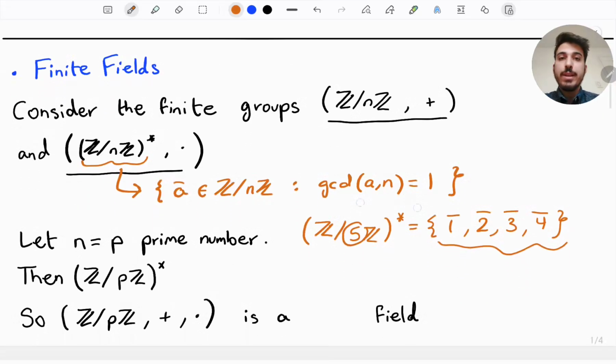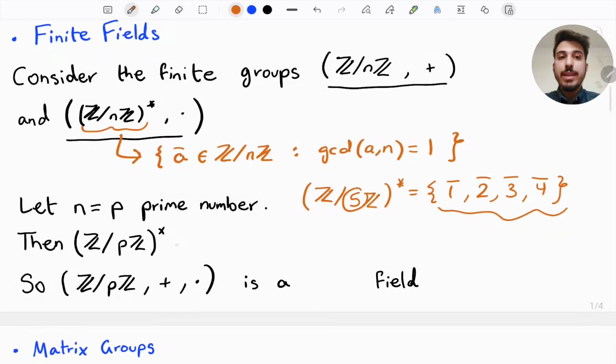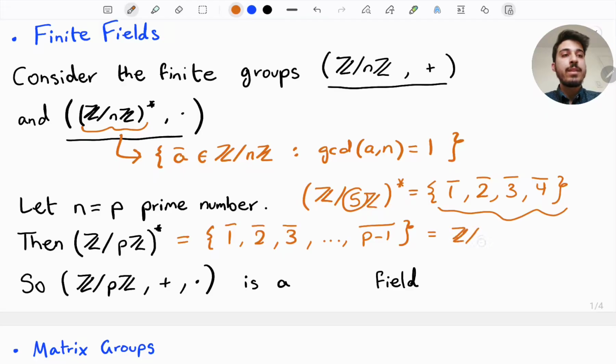So more generally speaking, if N is equal to P, a prime number, then ZPZ X or star, it is the same significance. It would be equal to 1, 2, 3, all the way to P minus 1. So all these residue classes, all the non-zero, so it is equal to ZPZ without 0.